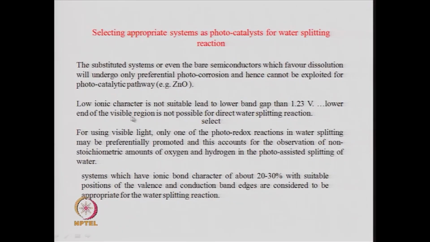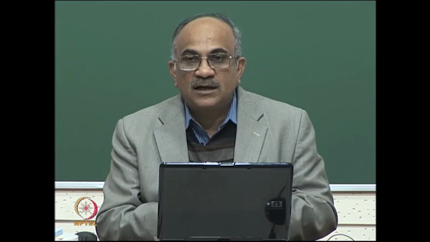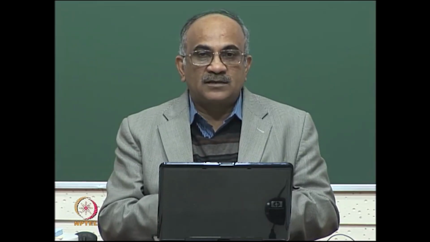So, low ionic character, which will give you band gaps lower than 1.23 volts, will not be suitable for direct water splitting reaction. Now, if you want to use visible light, then only one of the photoredox reactions in water splitting may be preferentially promoted. That means either the reaction at the cathode or the reaction at the anode may be promoted, depending on where your conduction band edge and your valence band edge are.